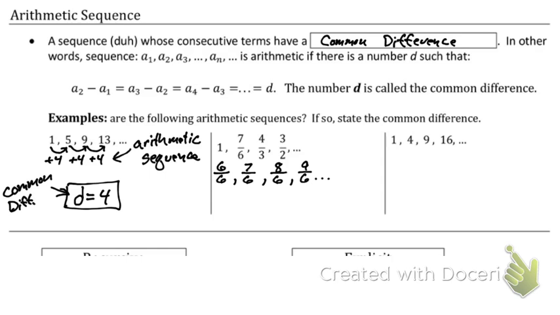Now we can look at it and say, okay, I'm adding 1 in the numerator. My denominator is staying the same. So between each of these, I'm just adding 1 over 6, 1 over 6, plus 1 over 6. So yes, this is arithmetic. And more importantly, the common difference is 1 over 6.